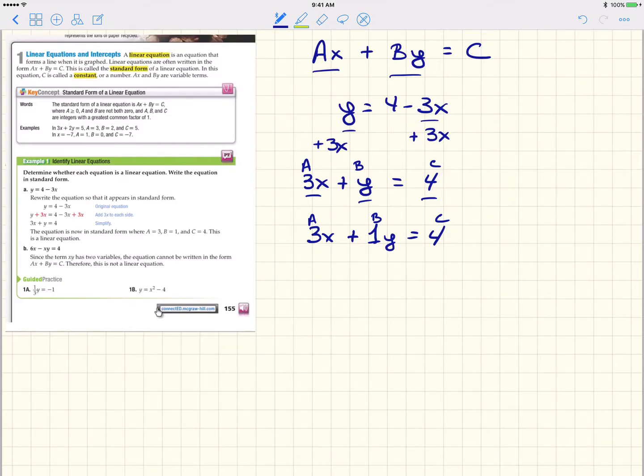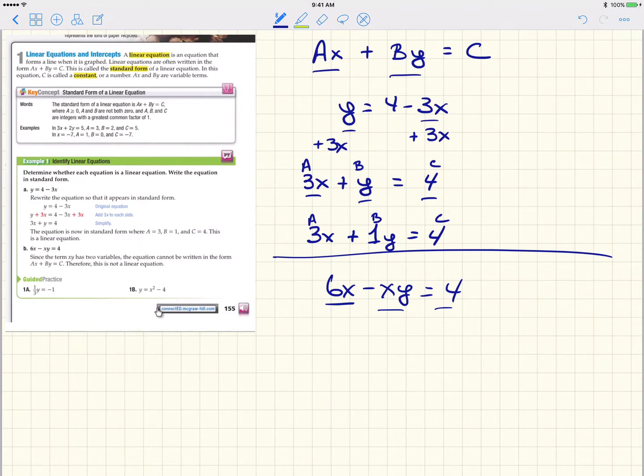Now in example B, down here, they have another equation. They're saying that 6x minus x times y equals 4. Does this describe a linear equation? Well, in this case, it doesn't, because it is not in the form of some value times x plus some value times y. x is an unknown value, it's a variable. No matter what I do to this equation, I will not be able to get it into standard form: a times x plus b times y equals c.